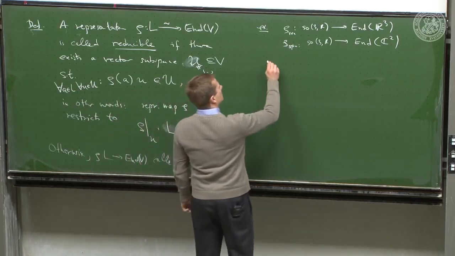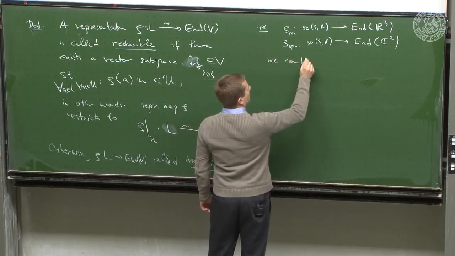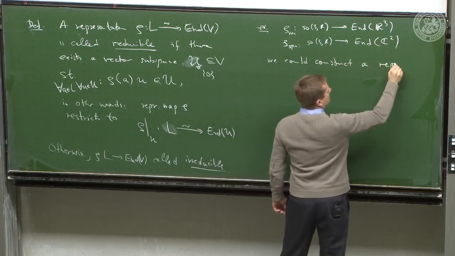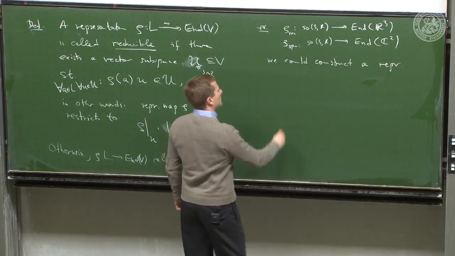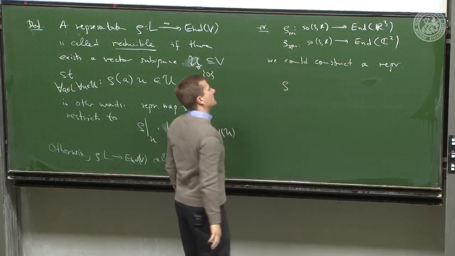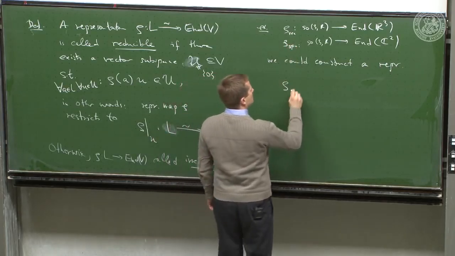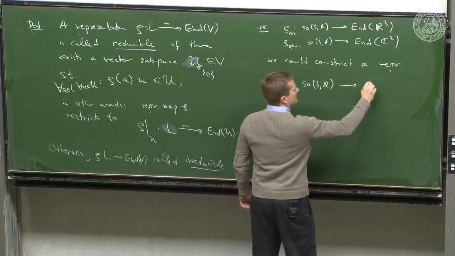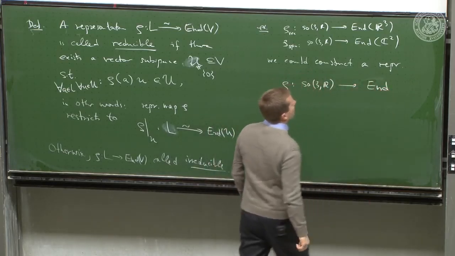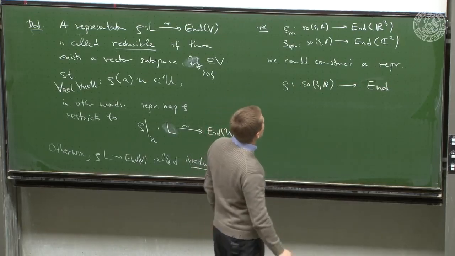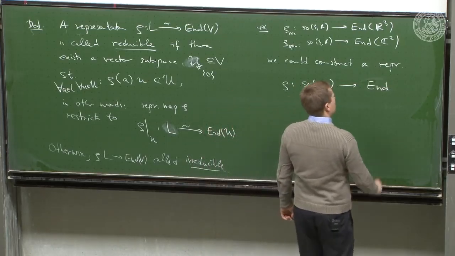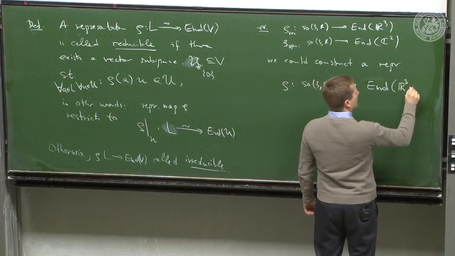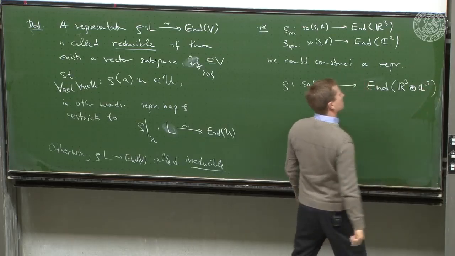Now, of course, we could construct a representation that we now call rho. So this was rho vec and rho spin. And we could construct a rho that is SO(3, R), and that sends it to the endomorphisms, okay, I hope I didn't get into trouble here with the endomorphisms. Yeah, I think that's fine. Into the endomorphisms over R^3 plus C^2.